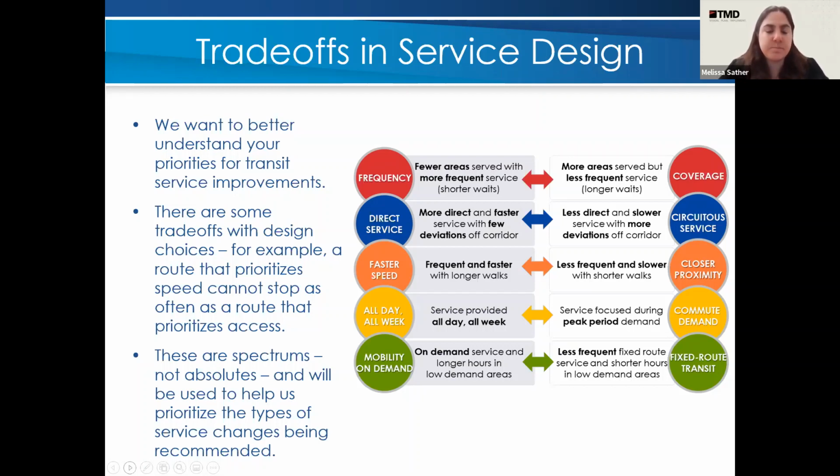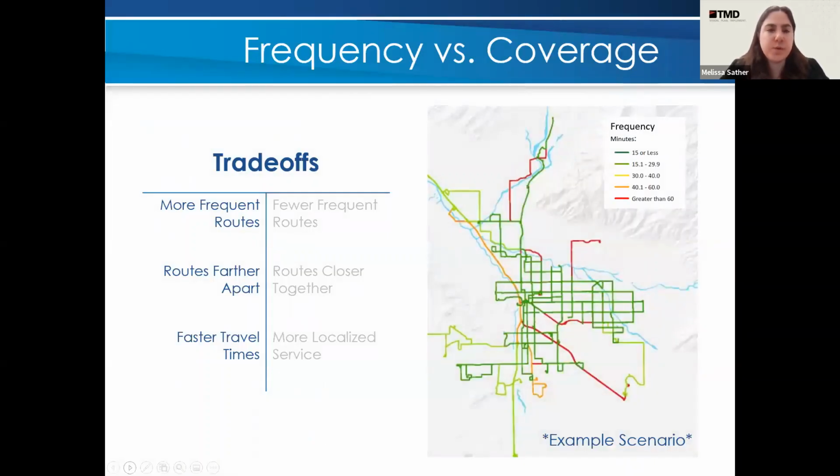So next slide, please. The first thing we want to talk about, and we're going to show two pictures of example scenarios, is this frequency versus coverage discussion. In a frequency-based network, you're going to focus on frequency. So you're going to have a lot of routes that are operating every 15 minutes or less. You can see in this example that most routes are operating every 15 minutes or less, or every 15 to 30 minutes. The routes are a little bit farther apart, but you might have faster travel times between destinations.